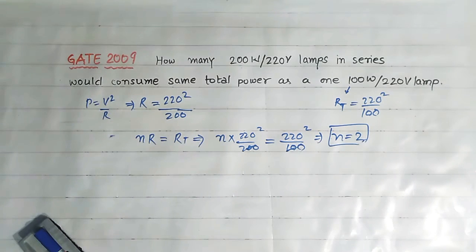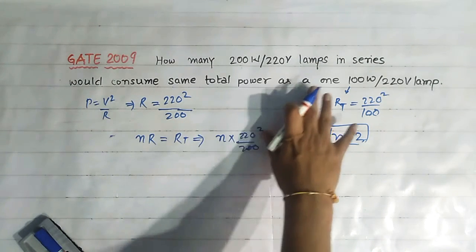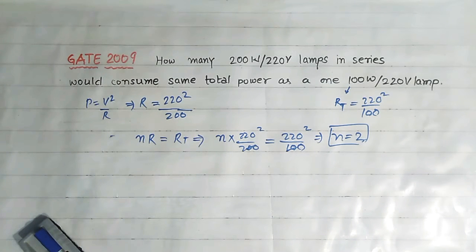So two lamps connected in series would consume the same total power as that consumed by one lamp of 100 watt by 220 volt. So this is the answer of this question.